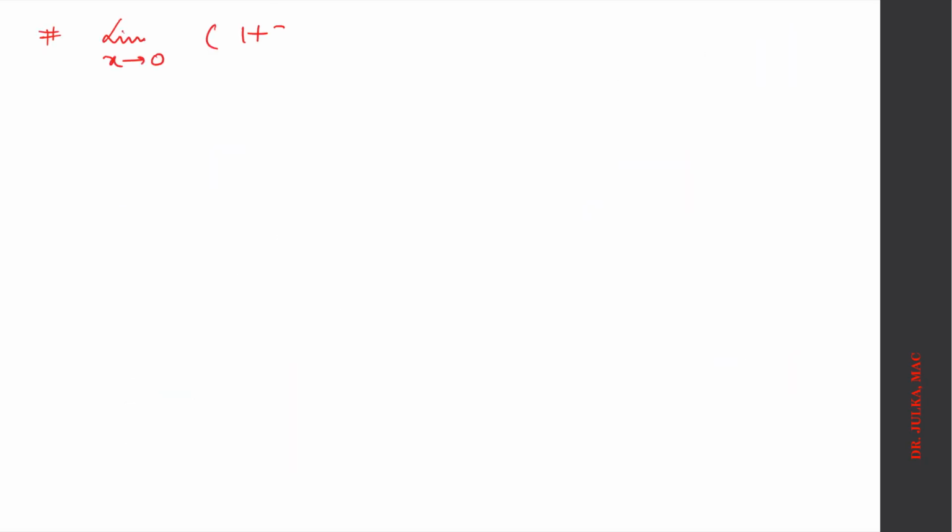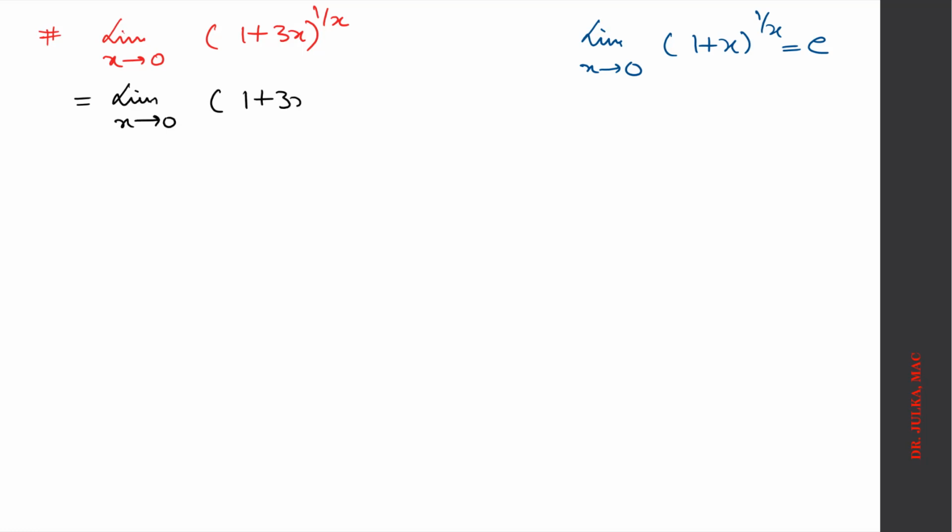Next question. Limit x tends to 0, 1 plus 3x whole raised to the power 1 by x. Limit x tends to 0, 1 plus x whole raised to the power 1 by x always equals e. So divide the power by 3 and multiply by 3, and we will get e, the whole raised to the power 3. So the answer is e raised to the power 3.